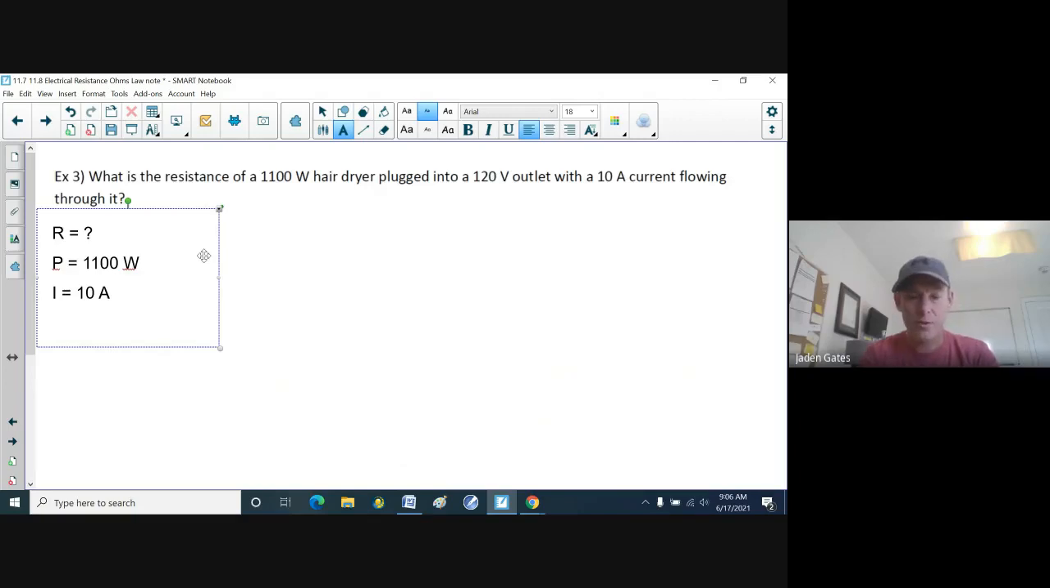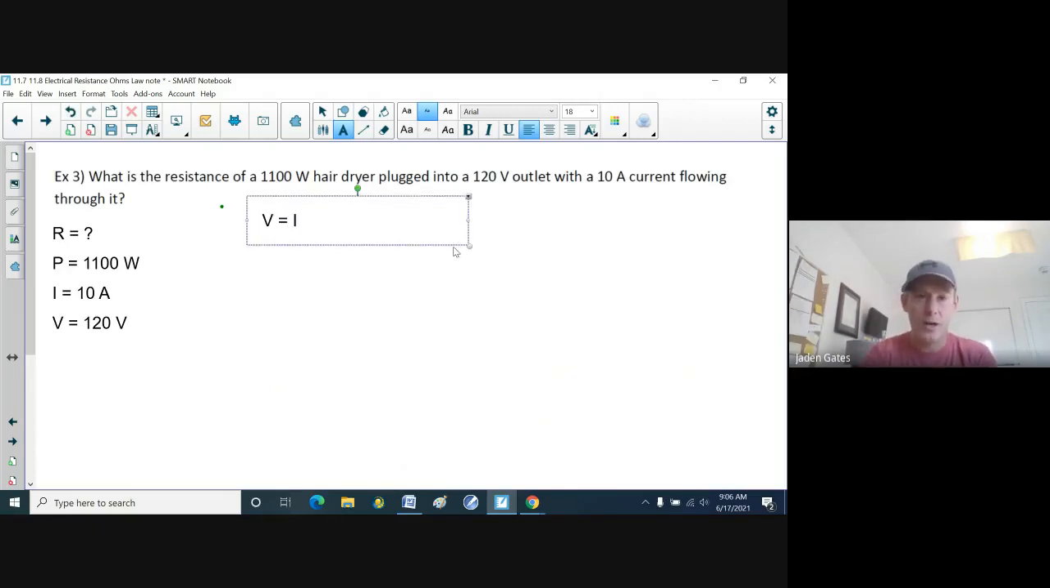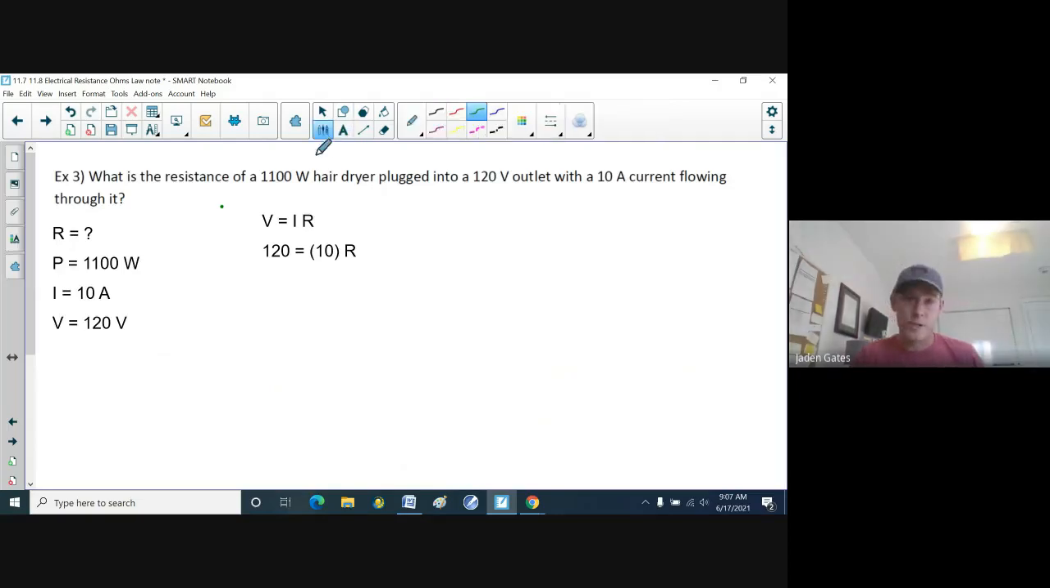And we're out of a standard plug, as I mentioned, in Canada anyways, and the US is 120 volts. Voltage is what comes out of our plug. All right, so we're looking for resistance. So again, I got V equals IR. The voltage is 120, the current is 10, and we're trying to find our resistance. Notice how I didn't use power. Just a little extra information thrown in there just to make it a little tricky.